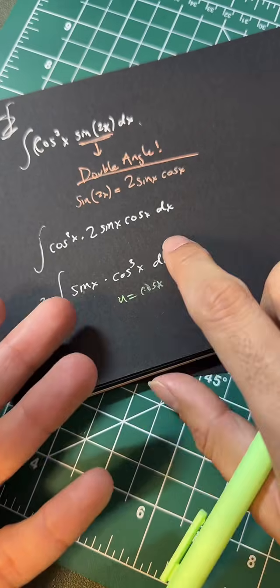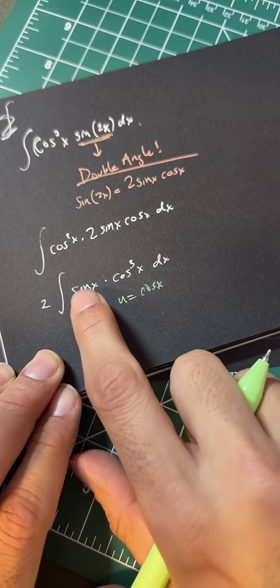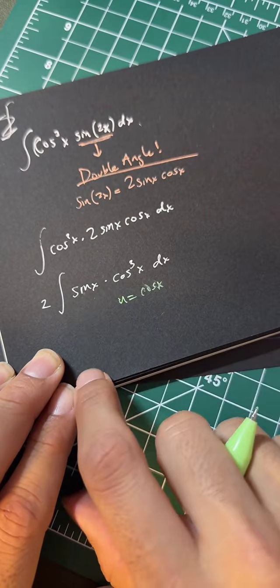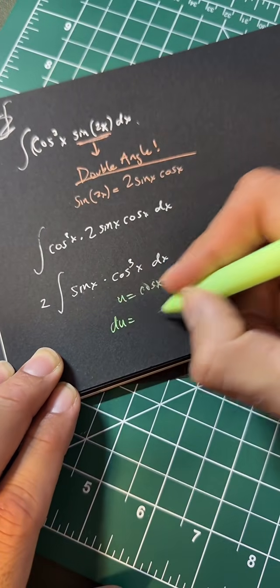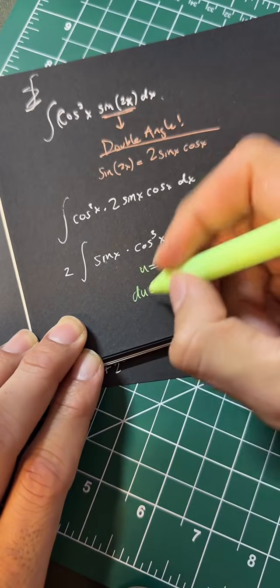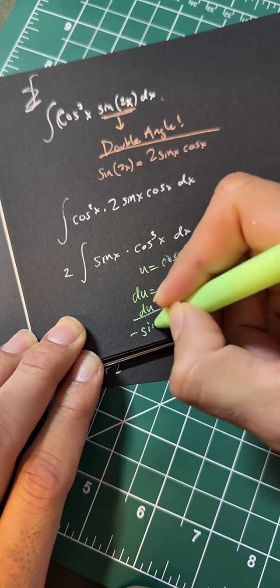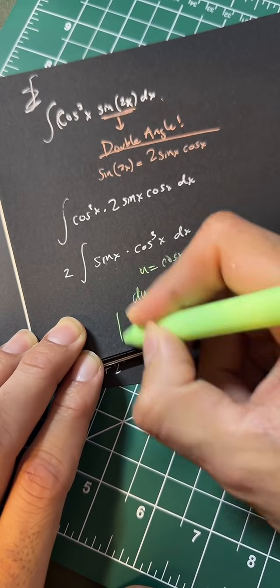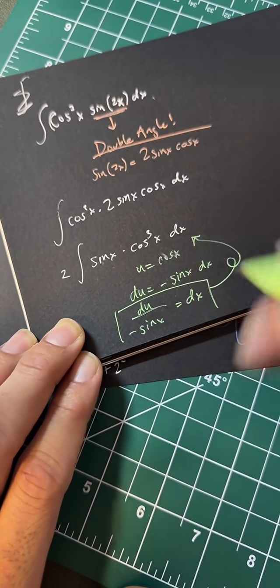For that reason, typically because it's a power, but also because the derivative of cosine is negative sine, and we have a sine right there. So du is negative sine x dx. I personally like to move this to the other side, and we account for our differential, which is right there.